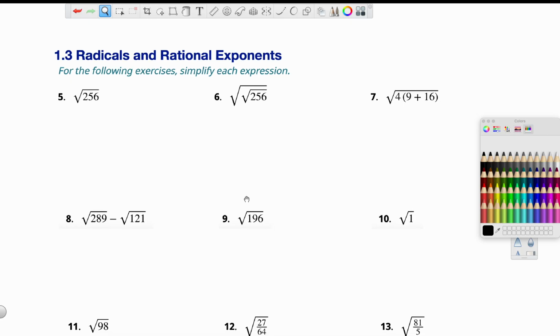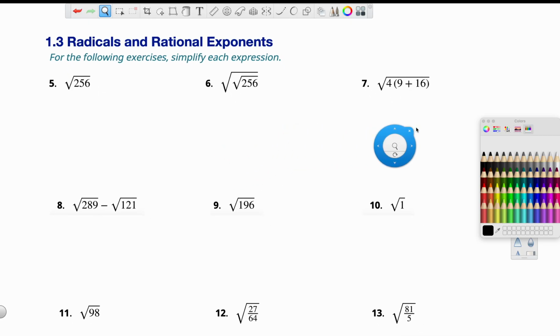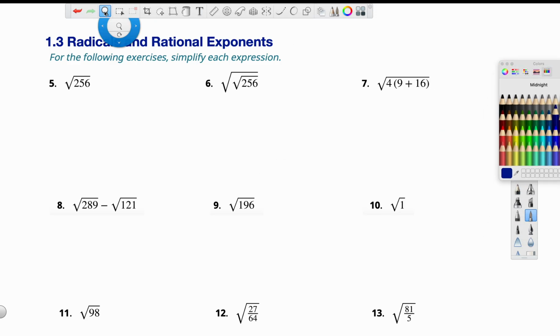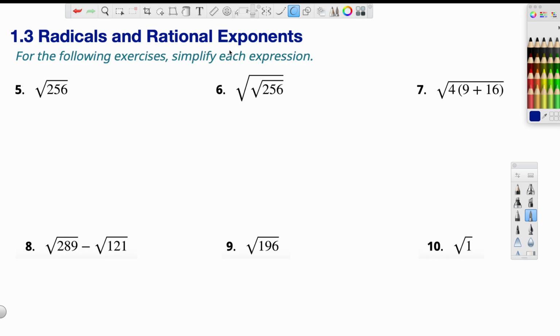In this video, I'm going to do some of the solutions for 1.3 radicals and rational exponents. You have the solutions for the odd ones, so I think I might just focus more on selected even problems. So for the following exercises, simplify each expression.